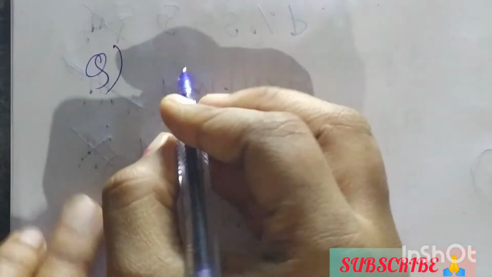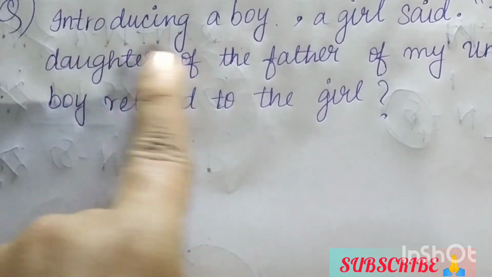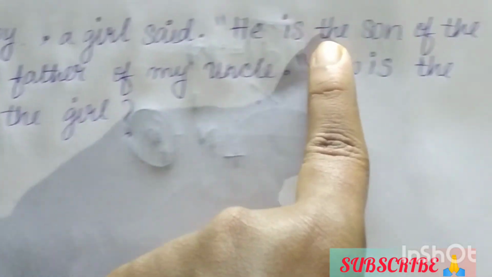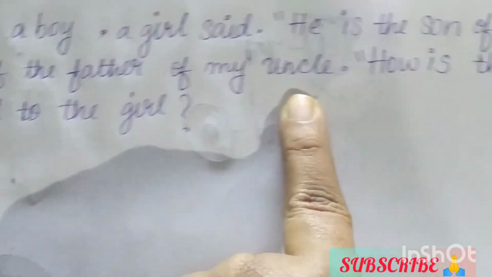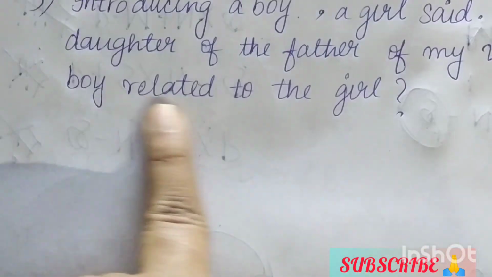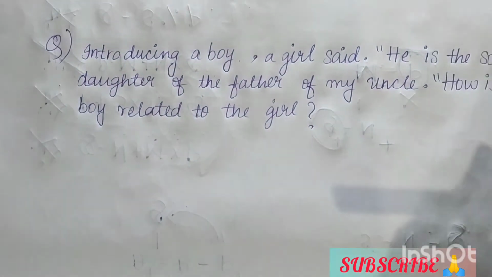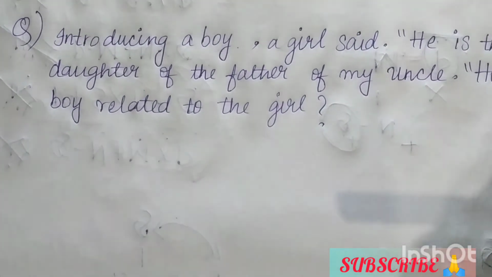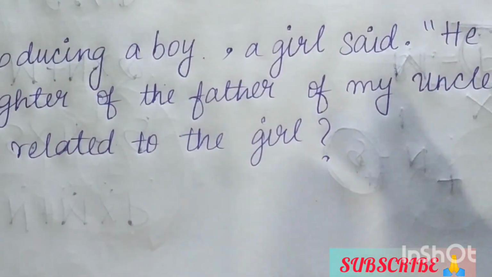Now our next question is introducing a boy. A girl said, he is the son of the daughter of the father of my uncle. How is the boy related to the girl? This question is very confusing, right? Now, while solving this kind of questions, we have to always solve from the back.